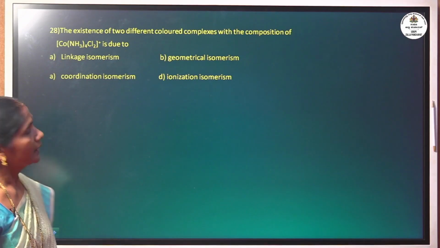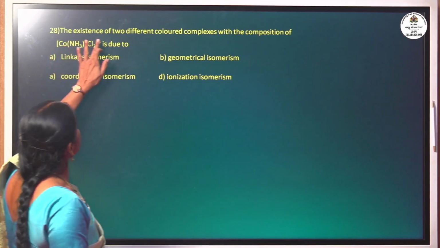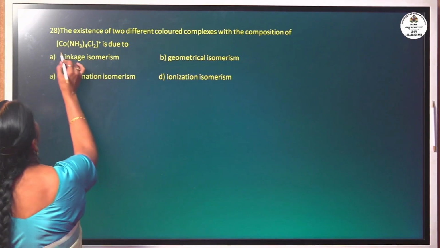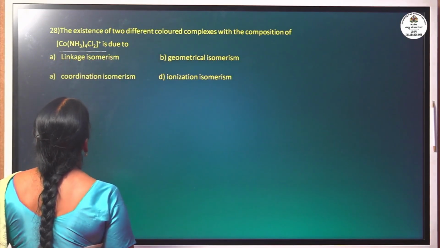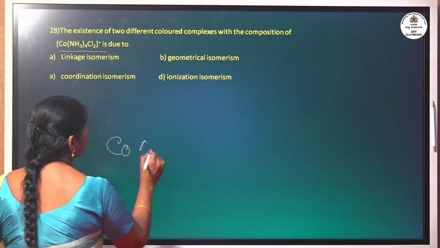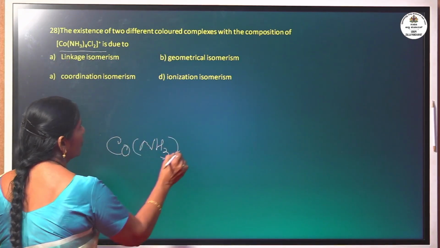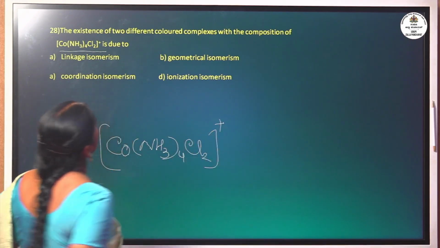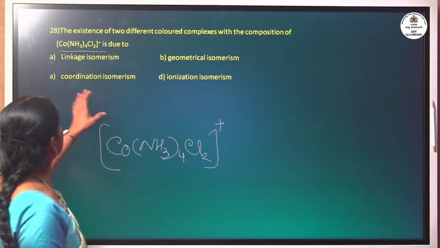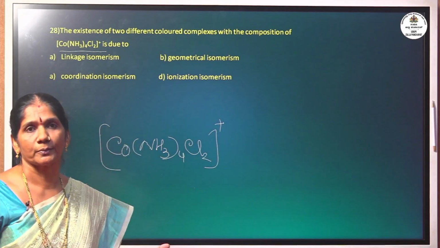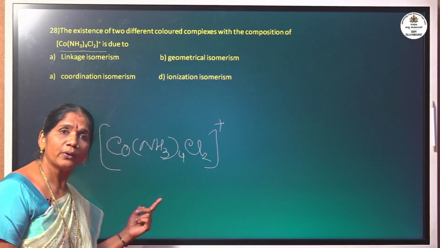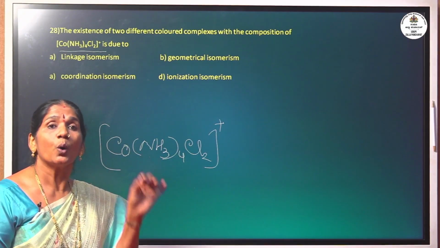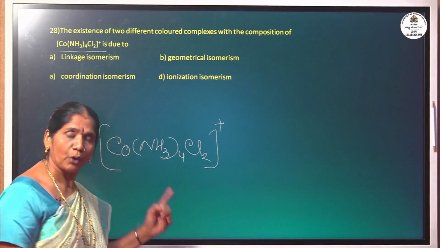Okay. The next one is: the existence of two different colored complexes with the composition of Co(NH3)4Cl2 plus. Co(NH3)4Cl2 plus has two colored complexes. This exists in two forms. So the same compound existing in two forms means there are two isomers with the same molecular formula.